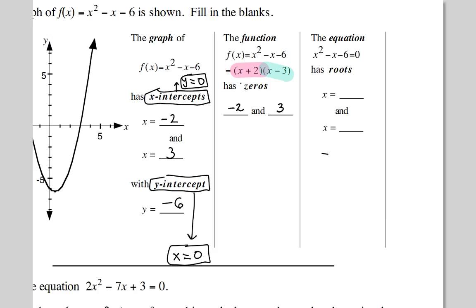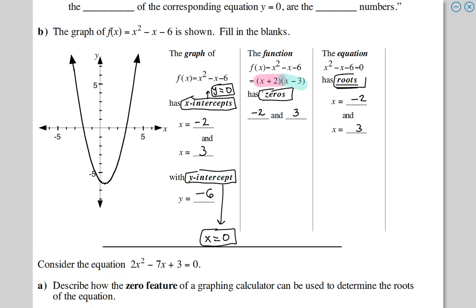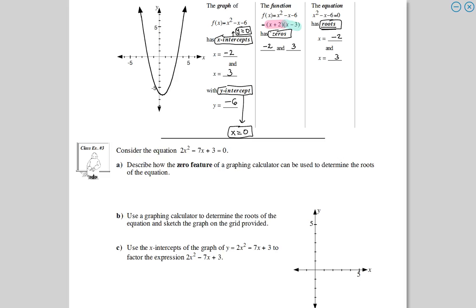Zeros, x-intercepts, and roots all mean the same thing. That's why all the blanks are the same. They're really trying to beat that into you, I guess. X-intercepts, roots, and zeros all meaning the same thing. Are we clear on that? Okay.